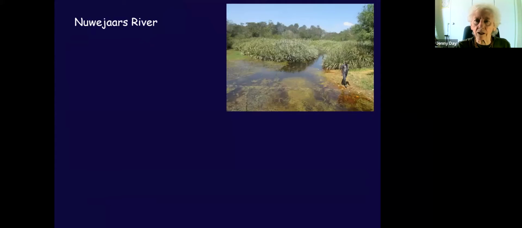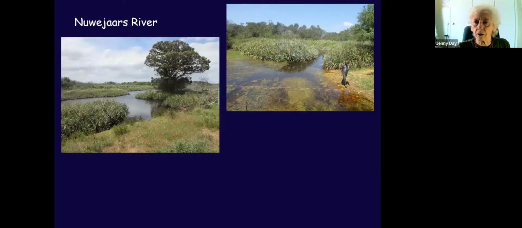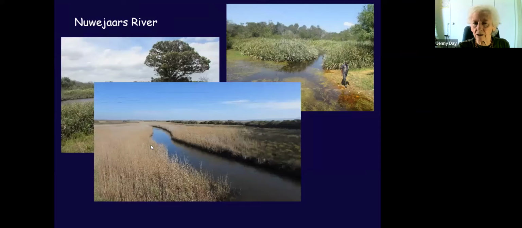The last of the systems we looked at was the Nuwejaars. And in fact, we started to look at it because of another separate Water Research Commission funded project. This is what it's like in its upstream reaches, with lots of palmiet. Further downstream, it flattens out a little bit. It's a very pretty meandering stream. And eventually, as it goes towards Soetendalsvlei, which is a big vlei on the Agulhas Plain, it straightens out and it has quite a lot of reeds on its banks.